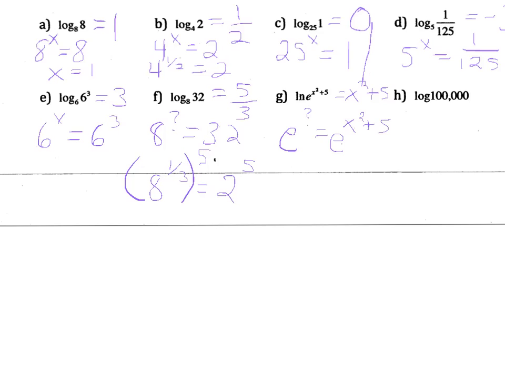For h, we want to remember that whenever we see a logarithm with no base, it really has a base of 10. So the question is 10 to the what power equals 100,000. And we see that there are 5 zeros, so it would have to be to the 5th power.